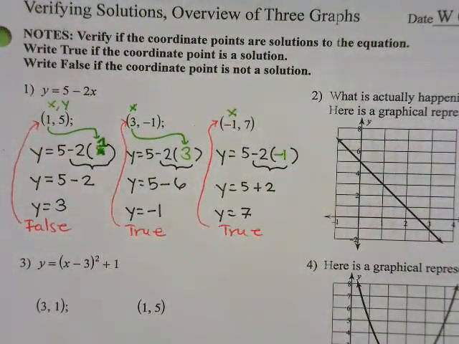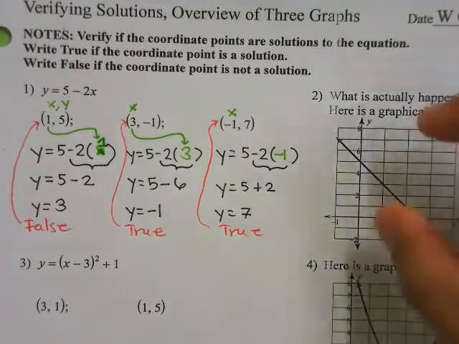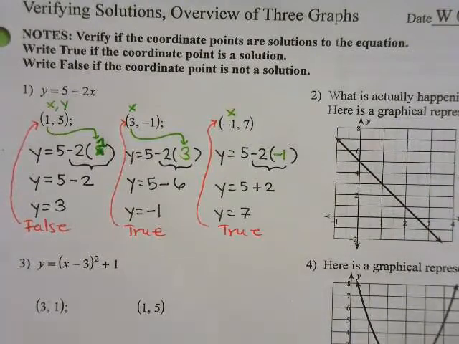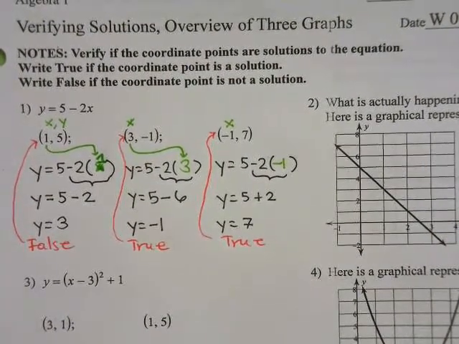Okay. The second question is a lead into this one. What's actually happening over here? Why is it true and why is it false? Because I think maybe in your previous courses you have plugged in a couple numbers and you're trying to see if it is a solution or not. So this is what's happening.